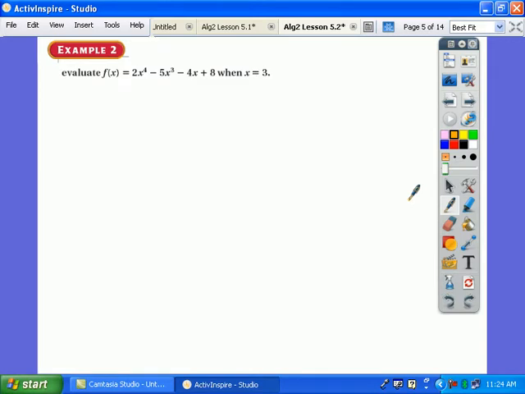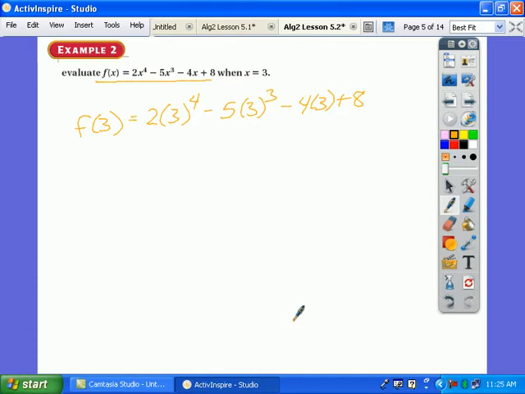One of the basic things that we did with linear functions and quadratic functions is we plugged in a value. We substituted in a value, and that's exactly what they want us to do here. So they give us the function f of x, and they want us to plug in 3 in for x. So f of 3 equals 2 times 3 to the fourth power minus 5 times 3 cubed minus 4 times 3 plus 8. Literally, we just substitute in.